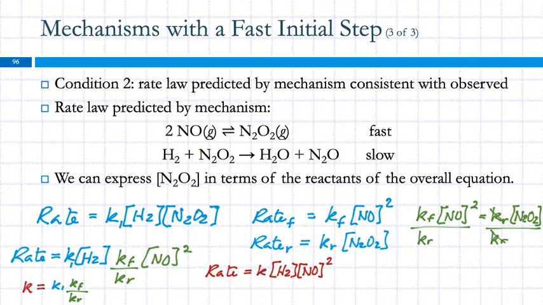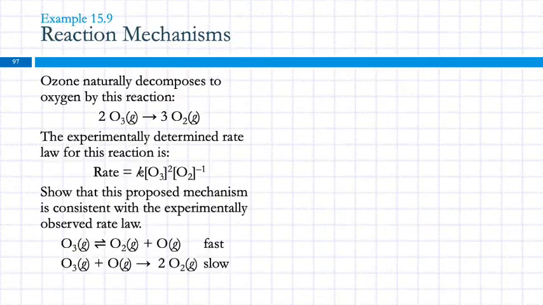Now this only works if the elementary step above the slow one is at equilibrium, correct? Yes, this has to be at equilibrium, but with a fast initial step, that's usually a safe assumption, and that's what we're assuming. Of course, there are exceptions, right? But yeah, when you're just learning things, you can ignore the exceptions. Okay.